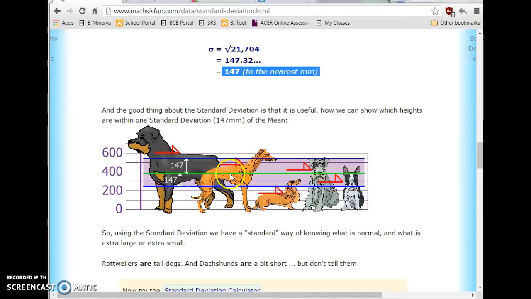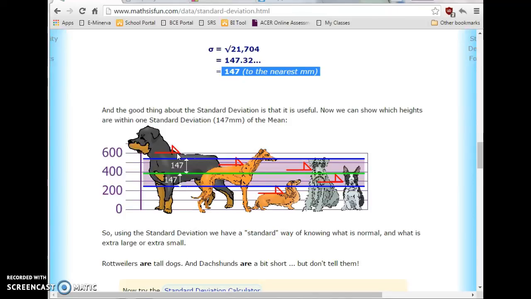Okay, that means we could say that a normal dog, taking into account all of these dogs, is going to be within one standard deviation of the mean. Okay, so we're going to be within 147 mm of the mean up or down. And anything that's outside of that range is maybe not considered a normal dog. It's a big dog or a small dog. Okay. Now it's slightly different to an outlier.